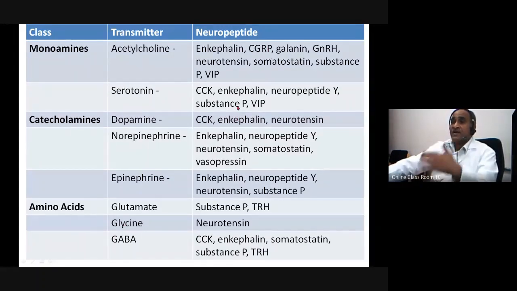When I give these things, you can see they have particular roles to play. That means glutamate action is enhanced with the substance P, TRH. Glycine, neurotensins, the GABA, the cholecystokinin, enkephalin, somatostatin, substance P, and TRH. So like that, these are some of the neuropeptides which are present. They are also neuromodulators, but they are also neurotransmitters.